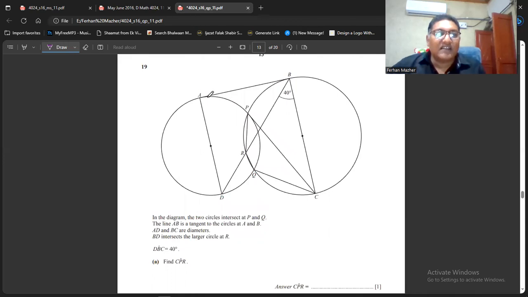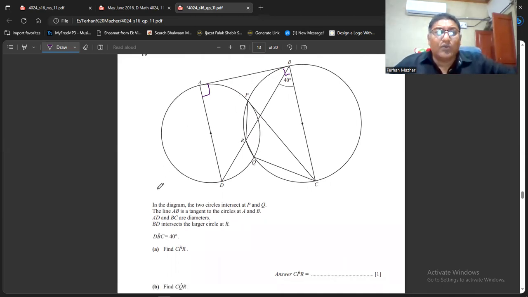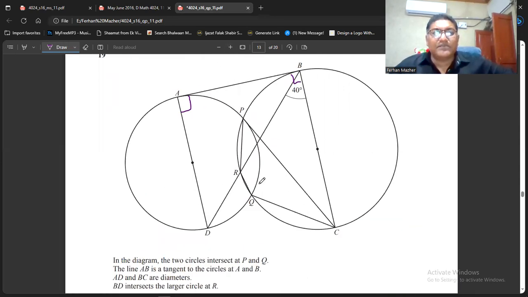So this angle here will be 90 degrees. This angle here will also be 90 degrees, because the tangent and the radius are perpendicular to each other. Their first question is, what is CPR? They want me to find out the angle CPR. Where is the R? Yeah, CPR. They want me to find out this angle.